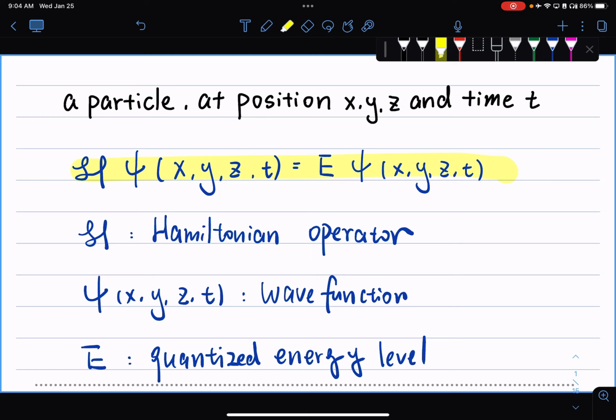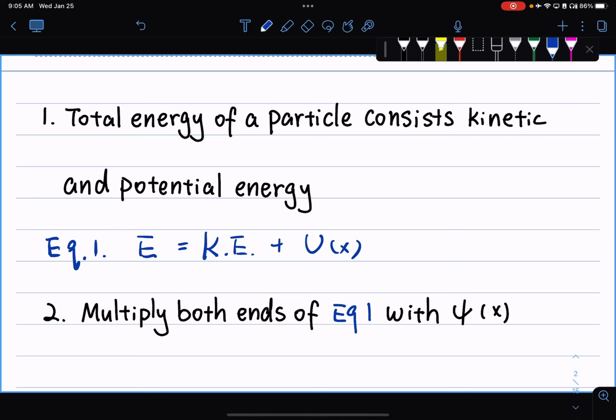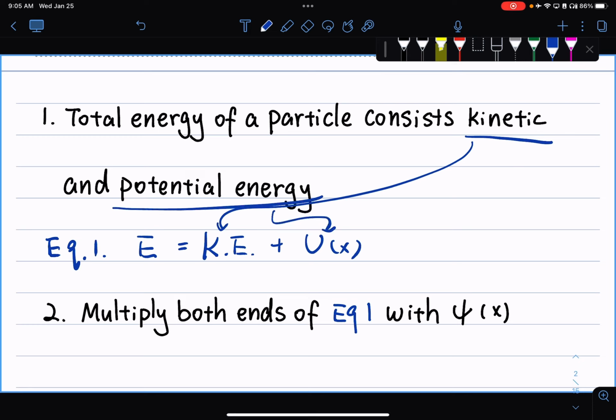Okay, if you have a piece of paper or a blank note, we can work on this together. Again, like what you did with Dr. Pham with the Bohr model, we always start from the representation of energy. So my equation 1 just tells me total energy equals kinetic energy plus potential energy.